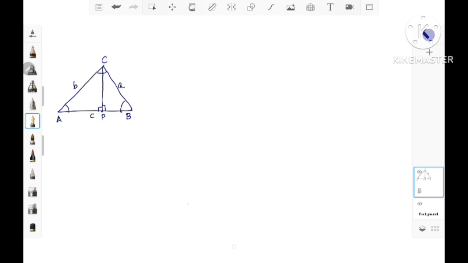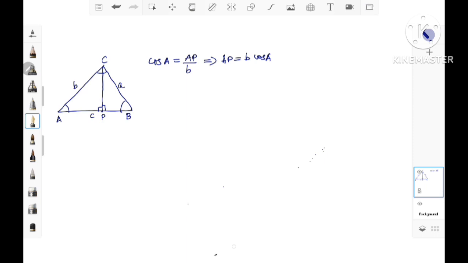Now in right angled triangle APC, we can write the cosine ratio as cos A is equal to adjacent side AP over this hypotenuse, which is b. This implies AP is equal to b cos A.